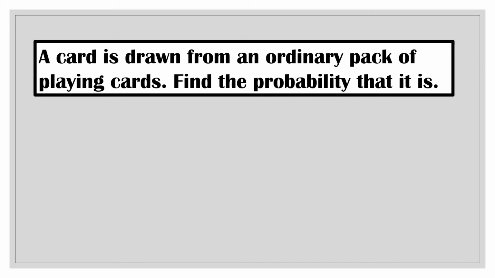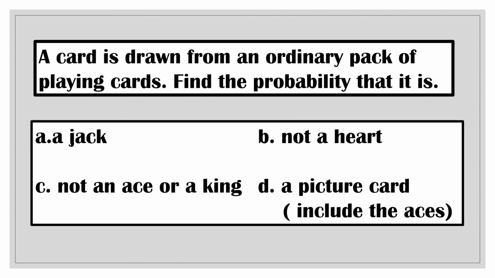Okay, so another example. A card is drawn from an ordinary pack of playing cards. Find the probability that it is. Okay, so letter A, a jack. Letter B, not a heart. Letter C, not an ace or a king. Letter D, a picture card including the aces.